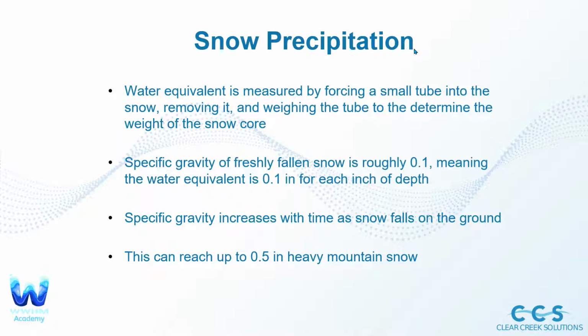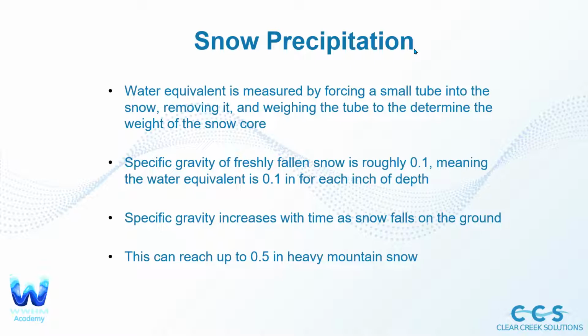The water equivalent is measured by forcing a small tube into the snow, removing it, and weighing the tube to determine the weight of the snow's core. The specific gravity of freshly fallen snow is roughly 0.1, meaning the water equivalent is 0.1 for each inch of depth. That's a pretty convenient measurement. The specific gravity increases with time as snow falls on the ground. As more snow falls, it gets more compact, and the specific gravity of the snow increases.